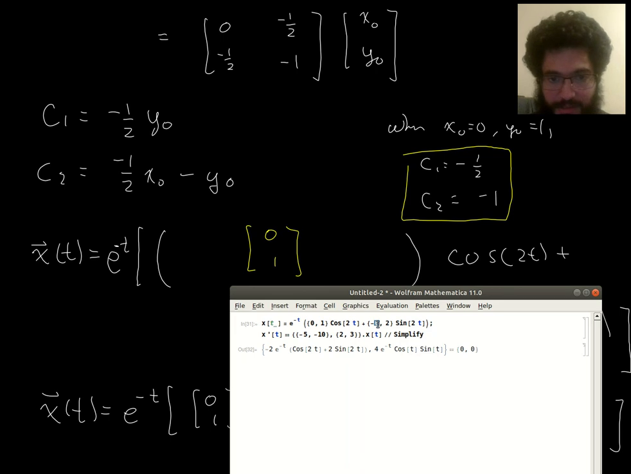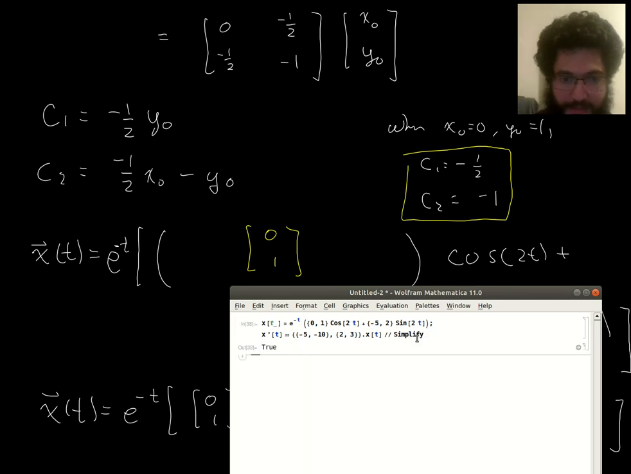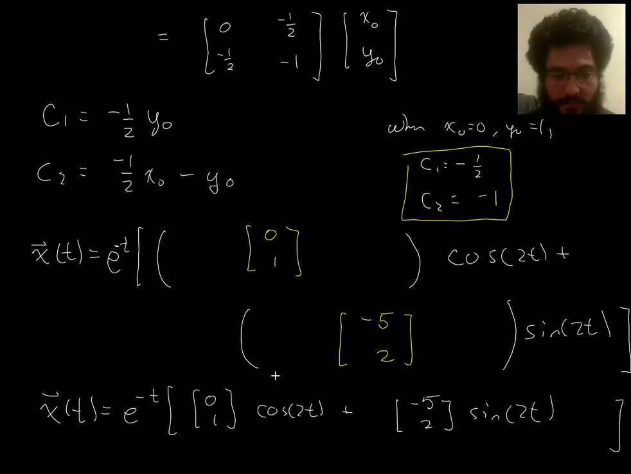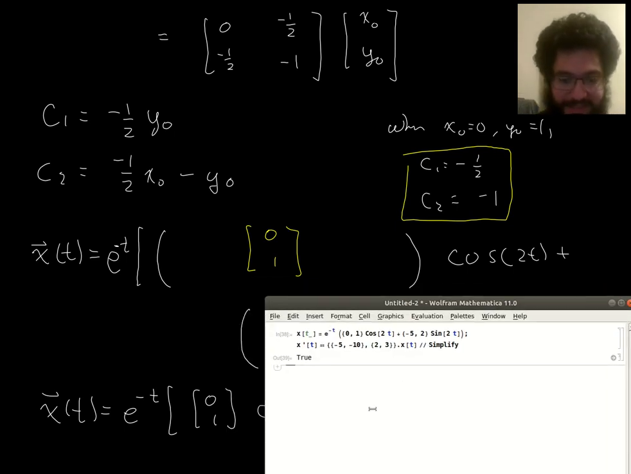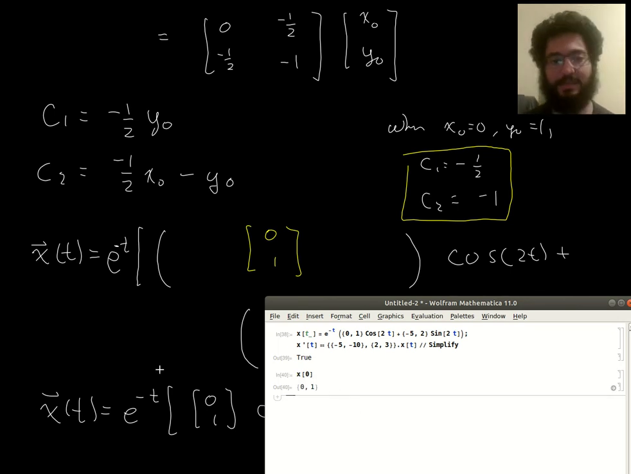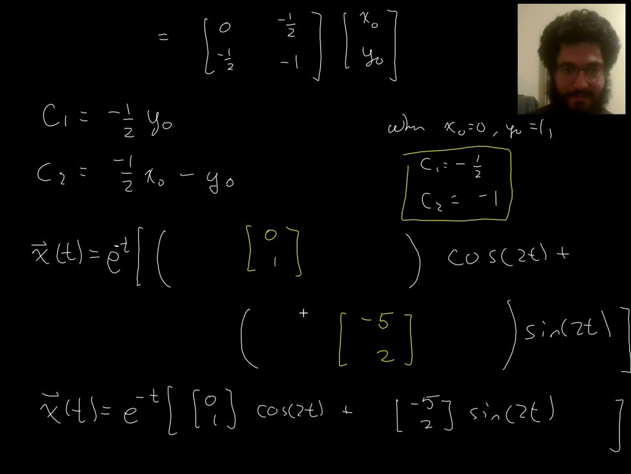And now if I fix this and I put -5 there instead, please say true. Yes. Okay. So this equation is true. X prime really is the matrix of coefficients times x. Right. And the initial conditions. So is x of 0 really 0, 1? Yes. Very good. That was the goal, right? To get x naught 0 and y naught 1.